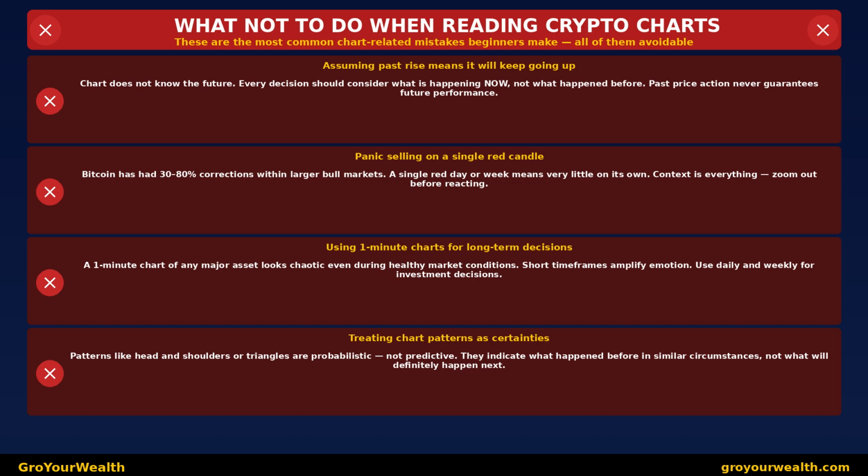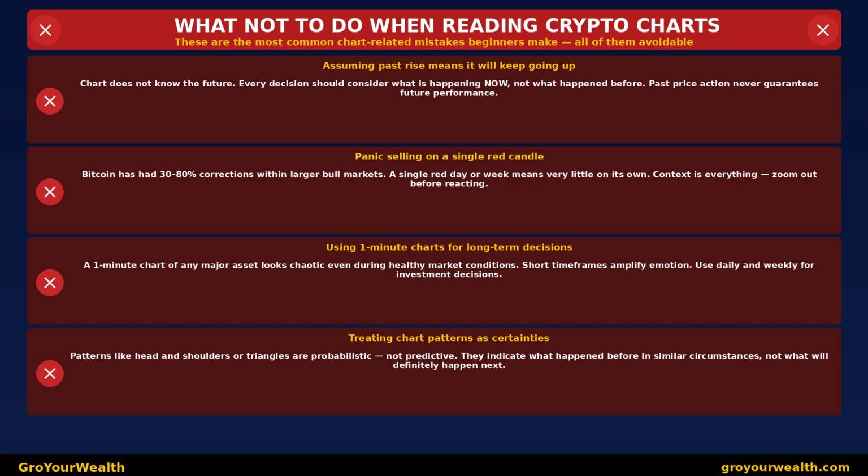There are several things beginners commonly do with charts that lead to poor decisions. Do not buy because a chart looks like it has gone up a lot and assume it will keep going up. Past price action never guarantees future performance. The chart does not know the future. Do not sell and panic because you see a red candle. Almost every asset including Bitcoin has had many 20%, 30%, even 50% corrections within larger bull markets. A single red day or red week means very little on its own.